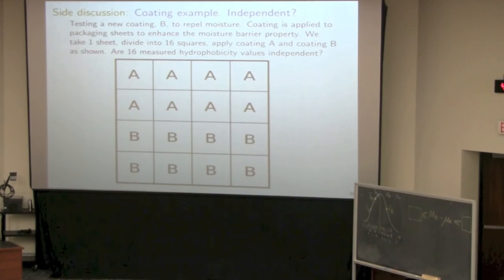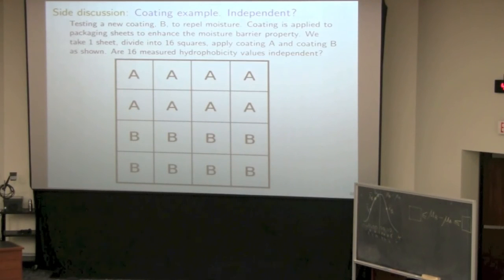If you're trying to design this new coating to repel moisture, you could potentially do the following. You've got two coatings that you're trying to test. You've made one formulation, A, and you've got a second formulation, B. You're trying to test which of the two is better. So you take this sheet of paper and you're going to apply the coating to it. You're going to cut this sheet of paper up into 16 pieces. You're going to apply coating B to one half and coating A to the other half.